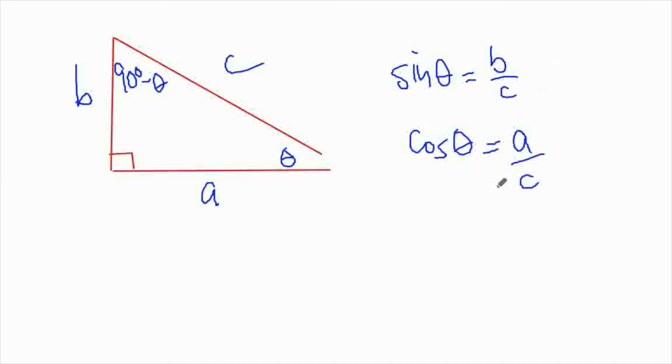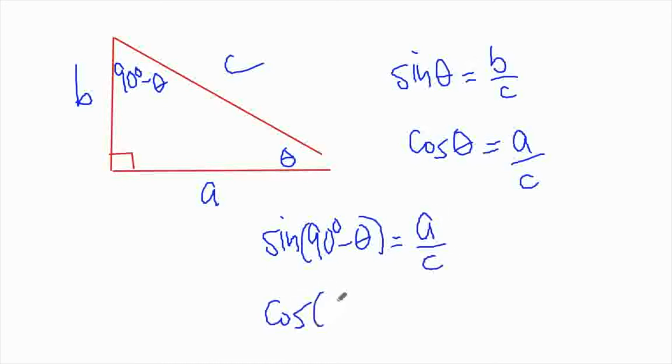All right. Now, just for the heck of it, let me go ahead and take the sine of 90 minus theta. So that's the other angle up there. So the opposite divided by the hypotenuse. And let's do the same thing for the cosine. The opposite to 90 minus theta is A. Cosine is adjacent over hypotenuse. So this would be B over C.